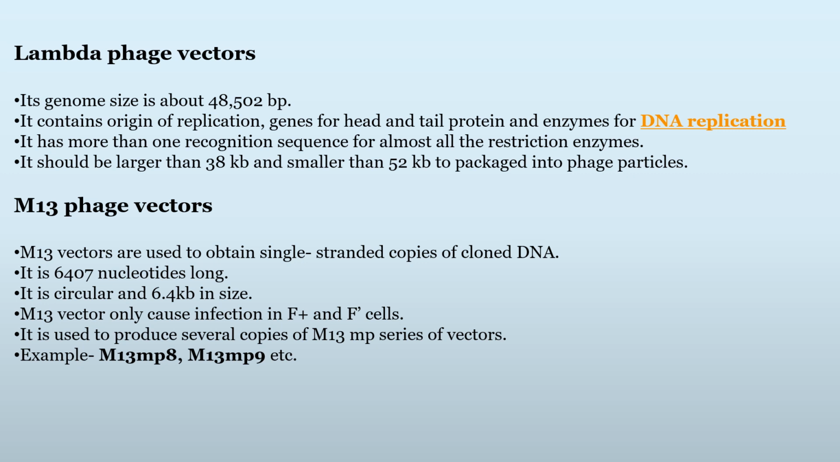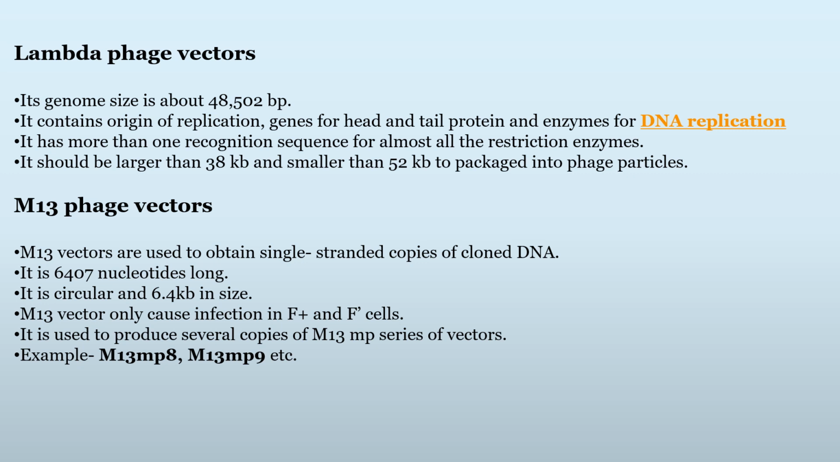Lambda phage vectors. Its genome size is about 48,502 bp. It contains origin of replication, genes for head and tail protein, and enzymes for DNA replication. It has more than one recognition sequence for almost all the restriction enzymes. The DNA should be larger than 38 kb and smaller than 52 kb to be packed into phage particles.